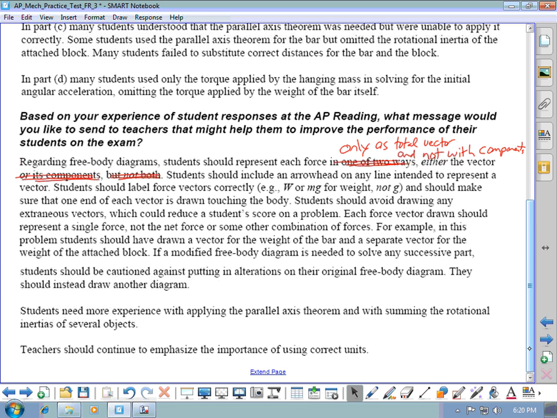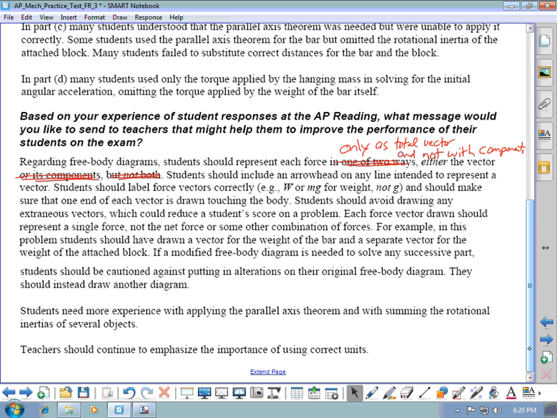Students should label forces correctly, either W or mg for weight, not g. Students should make sure that one end of each vector is drawn touching the object. Students should avoid drawing any extraneous vectors, which could reduce a student's score on a problem. Each force vector drawn should represent a single force, not the net force or some other combination of forces. For example, in this problem, students should have drawn a vector for the weight of the bar and a separate vector for the weight of the attached block.